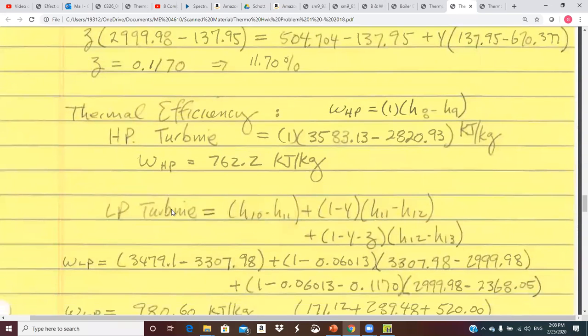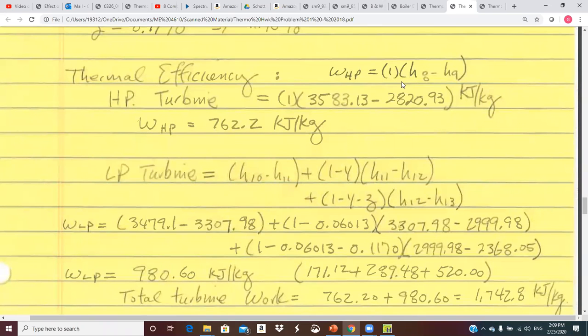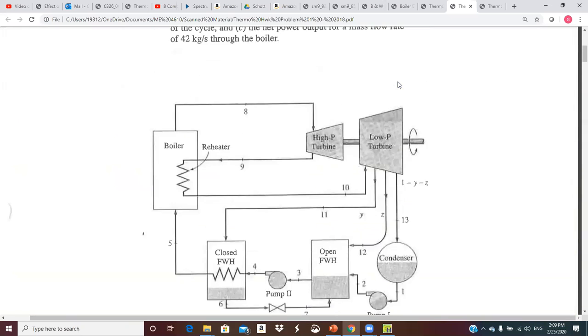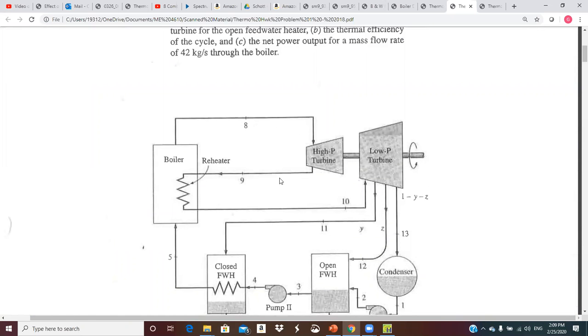Okay. Thermal efficiency. So we got to get the turbine work, and then we got to subtract off the pump work. So for the high pressure, we've got the entire mass flow through the high pressure, so that coefficient is 1. When we get down to this low pressure now, we've got the entire mass flow from 10 to 11, but we've lost Y. So this is going to be 1 minus Y from 11 to 12. And then from 12 to 13, it's 1 minus Y minus Z when we write the equations. Okay, is everybody good on that? You just got to kind of get the hang of it.